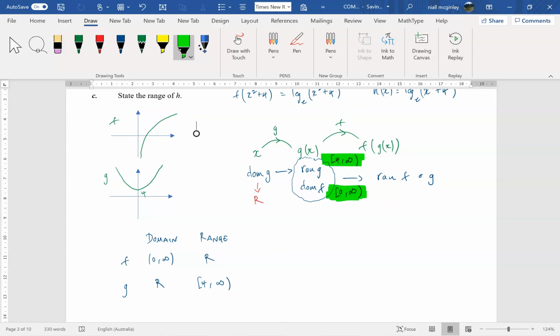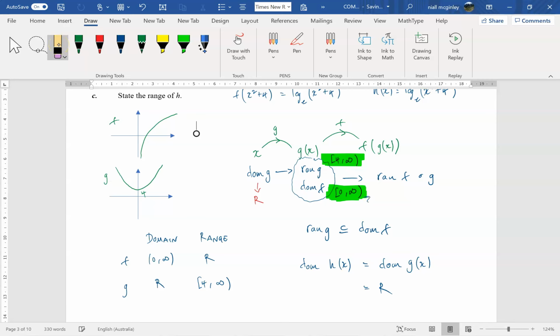Okay, so because of that, we can say that because the range of g is a subset of the domain of f, all the values in the range of g lie within the domain of f, then the function is going to exist. So because it does exist, we can say that the domain of h of x is going to equal the domain of, starting off here, you see g of x. So in this case, the domain of the composite function is going to be R.